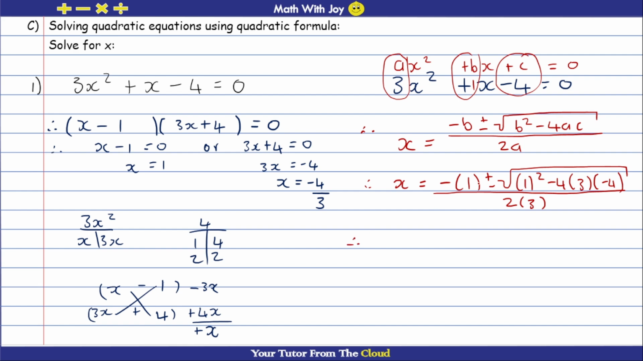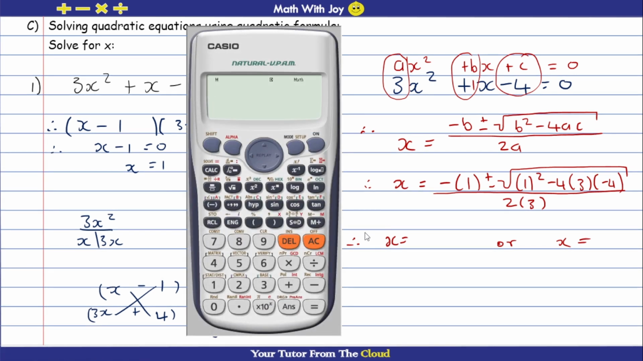Now, because of this plus or minus here, you're going to have two x values. The first one is going to come when you punch this whole thing into the calculator with the root being minus, and the other one is where the root is positive. So let's do that together in the calculator. Let me just pull up my calculator so that we can both see it.